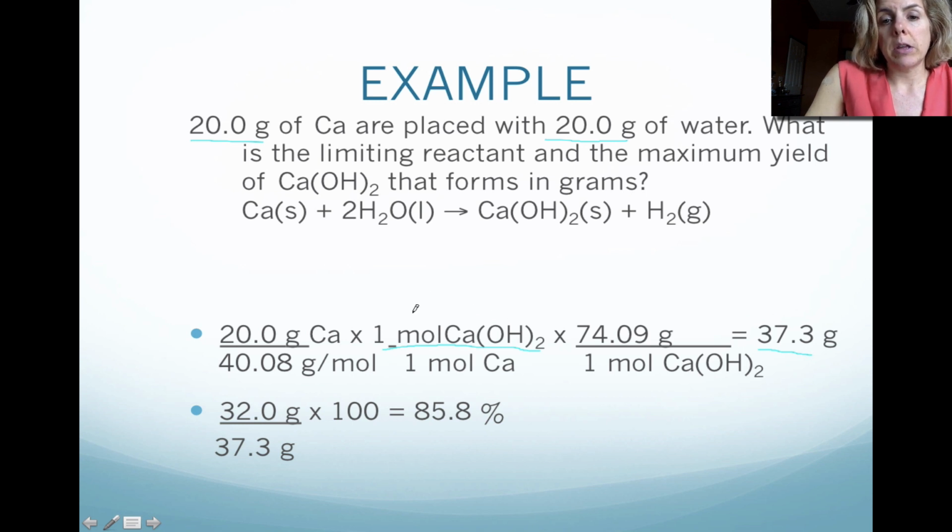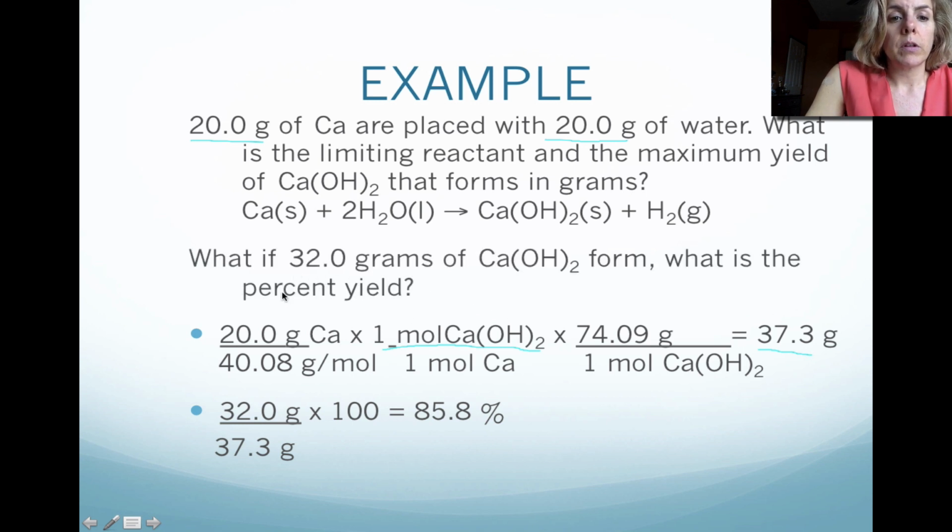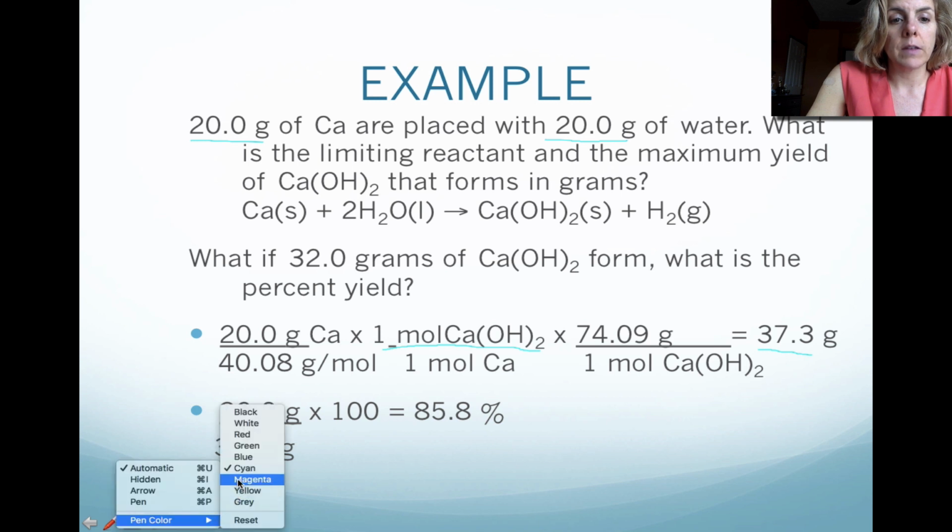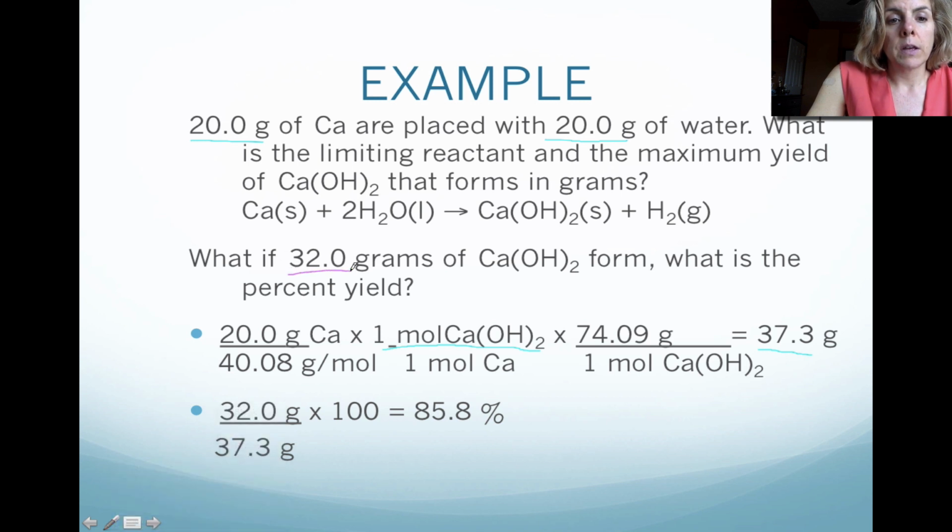Now, they have to tell us our actual yield, and our actual yield in this case is 32 grams. So notice that always goes in the numerator. So it's essentially actual yield divided by maximum yield or theoretical yield, and in this case it's 85.8%.